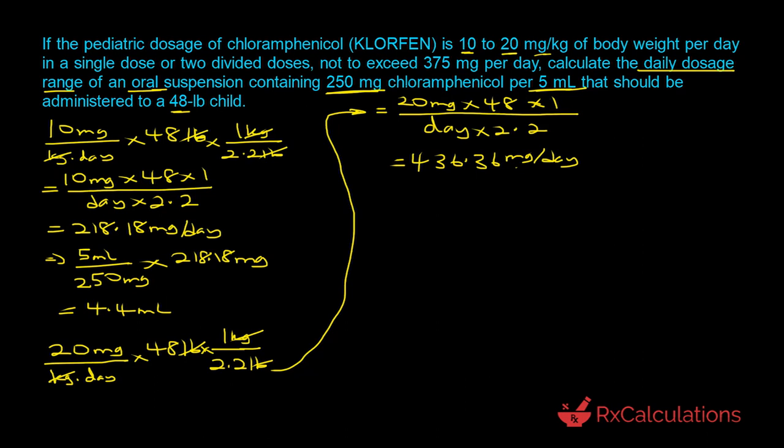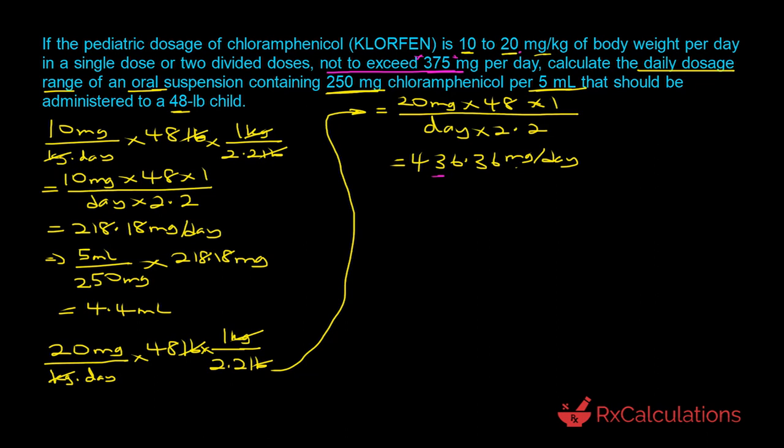Here we've been told in the question that the maximum dose is not to exceed 375 milligrams per day. When we calculated the amount per day based on the 20 milligrams per kilogram, we end up with 436.36, which is more than the 375 milligrams. So the 375 milligrams is going to be the upper range for this particular situation. So the volume that we'll be calculating will be based off the 375 milligrams and not the 436.36 milligrams. That's important to note. This is an important distinction in this question, which you need to be cognizant of.